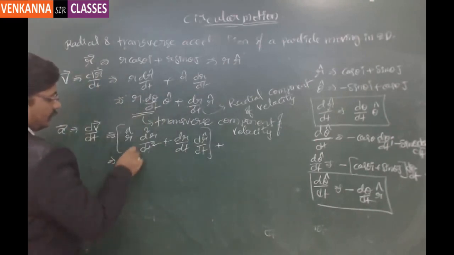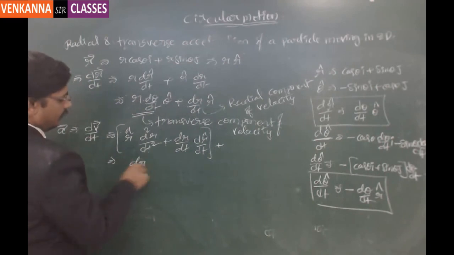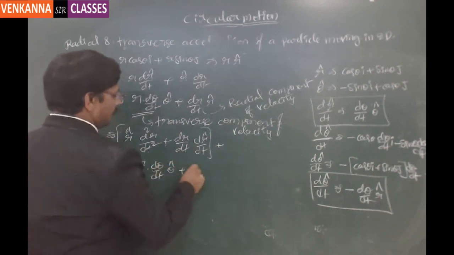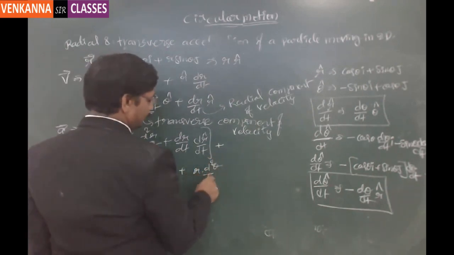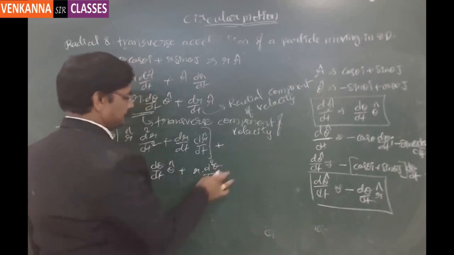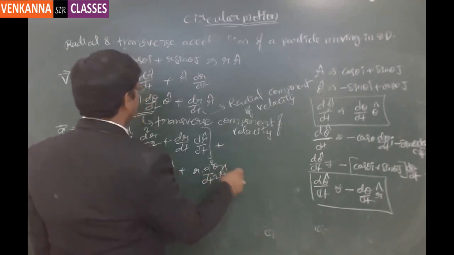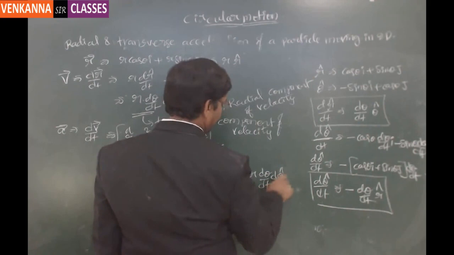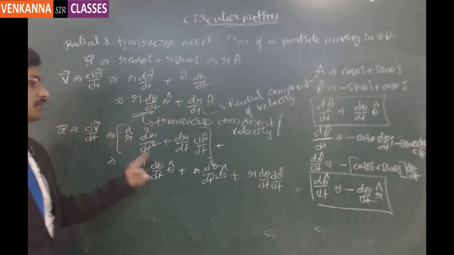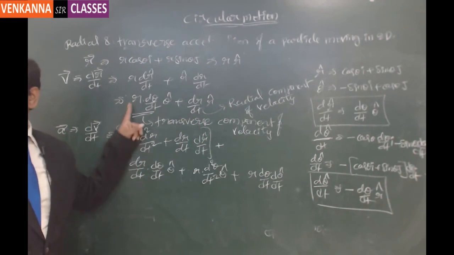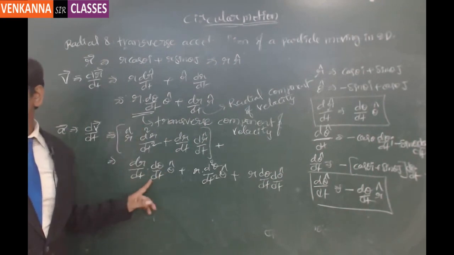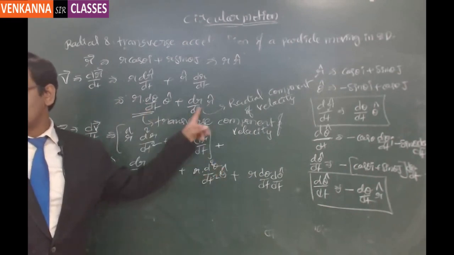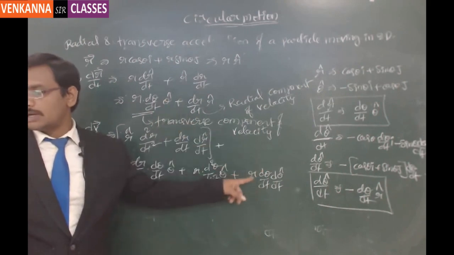Now dr by dt into d theta by dt into theta cap, plus r into d square theta by dt square into theta cap, plus r into d theta by dt into d theta cap by dt. So the derivative goes sequentially one after the other. For r it was the derivative, the rest of the things no change. Here in the second part, that is the derivative, the rest of the things no change. And the third one is the derivative of theta cap and the rest of the values don't change.